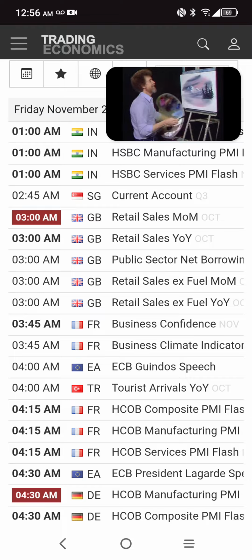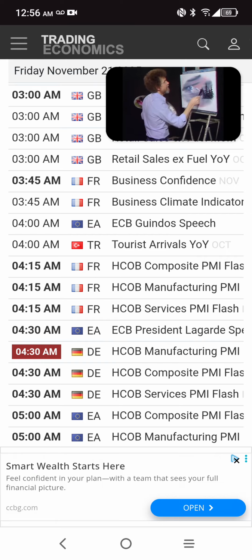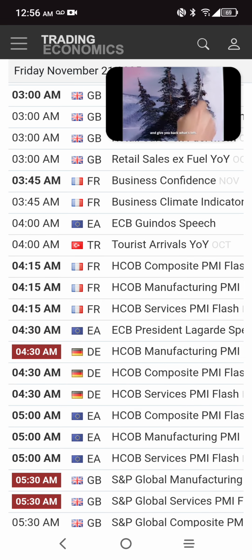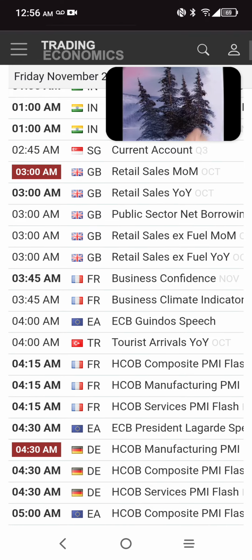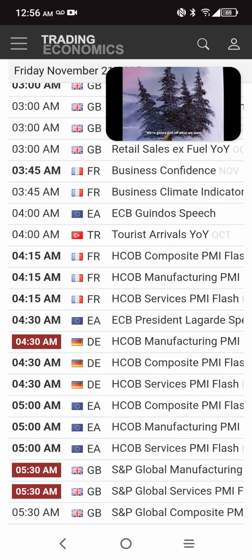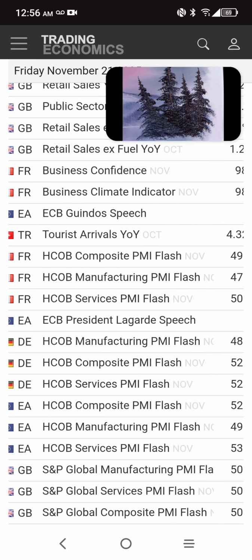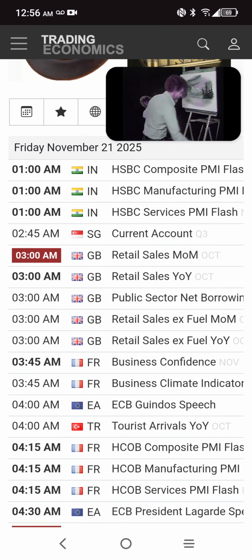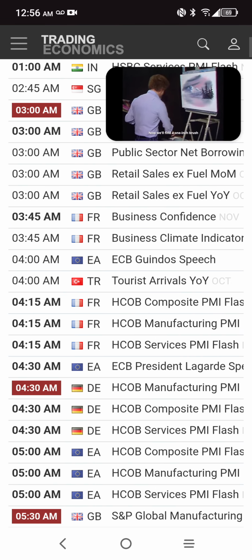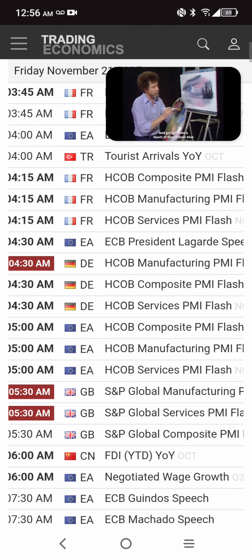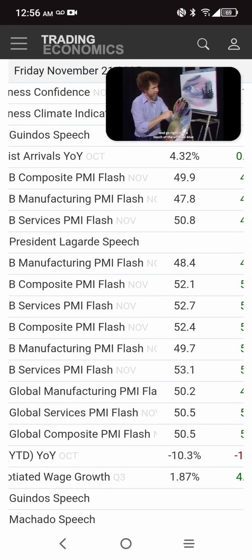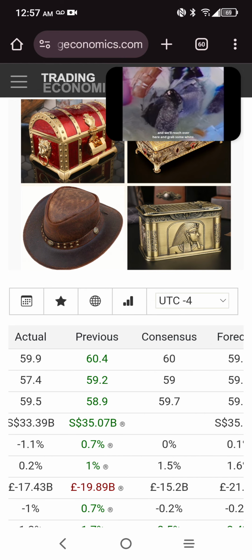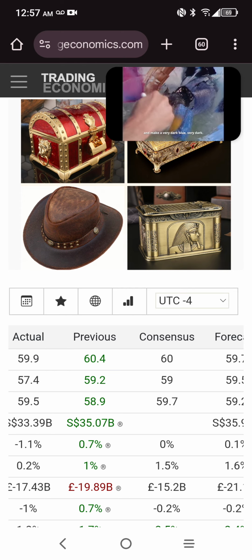If you're not using this, you're not trading. So it is what it is. This is what gives you all of your most critical global economic releases. Here we have Friday, November 21st. All of these things have come out already. The first line is the result here: actual, previous, consensus, and your forecast line.